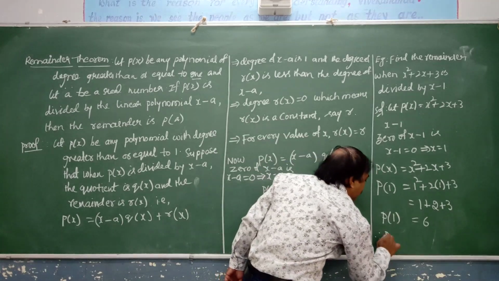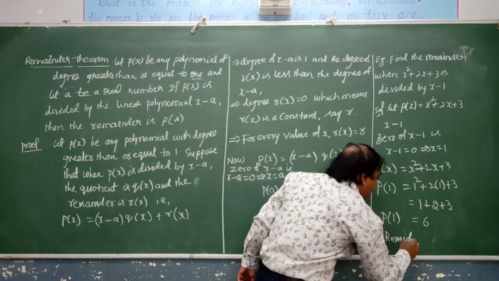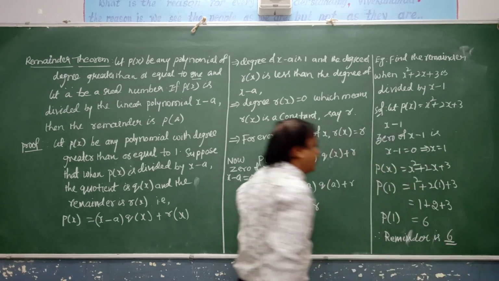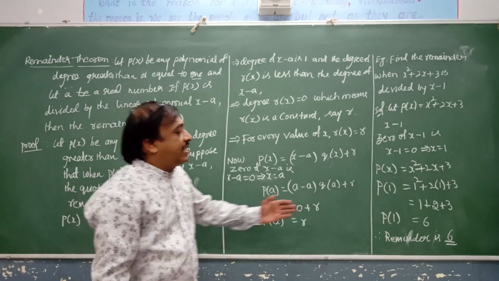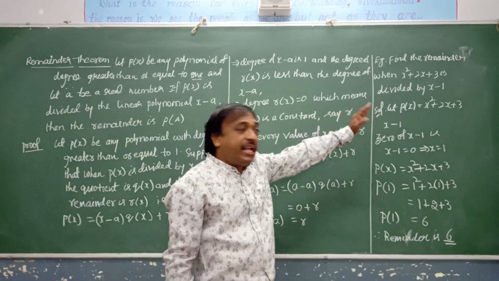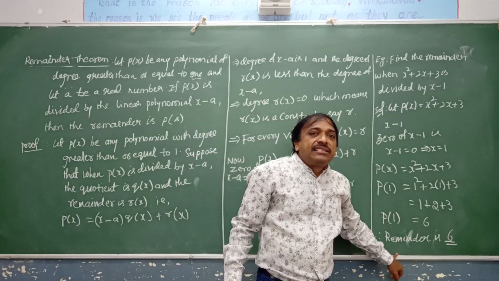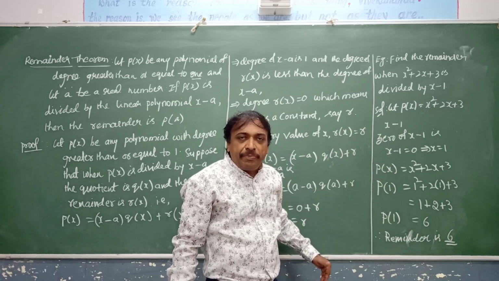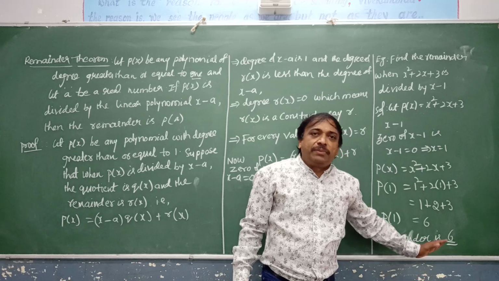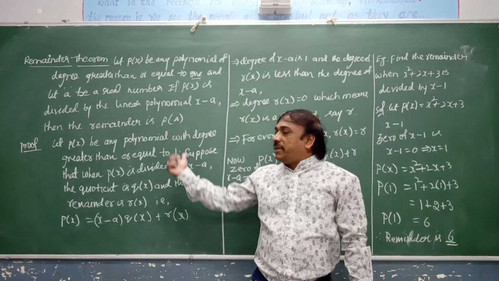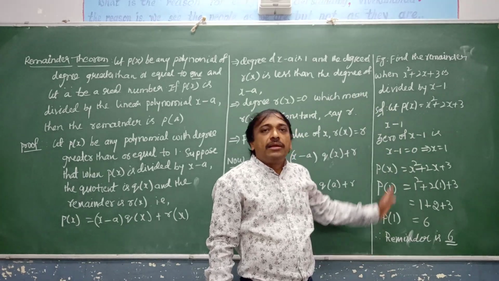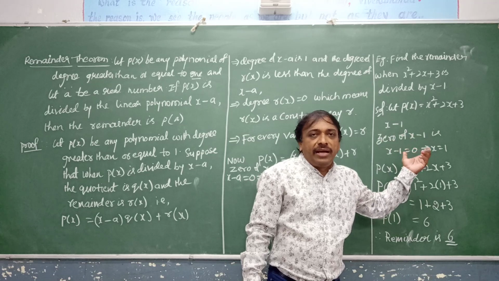That means the remainder is 6. What is the remainder? P of 1 is equal to 6. What he is asking is to find the remainder when it is divided by this divisor. So the remainder we obtained is 6. Even if you do actual division, we obtain the same remainder. This is the remainder theorem. Based on this, this is how we obtain the remainder with examples. I hope you understood, children.